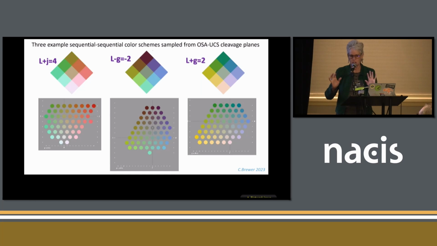So I think it has potential as an automatic way, potentially if you program the coordinate system, to come up with a really wide variety of bivariate color schemes. But I haven't done that yet. And OSA-UCS is a kind of old space from the 60s, so it's a little bit fugitive. I'm not finding as many code pieces on it, but I haven't looked super hard.